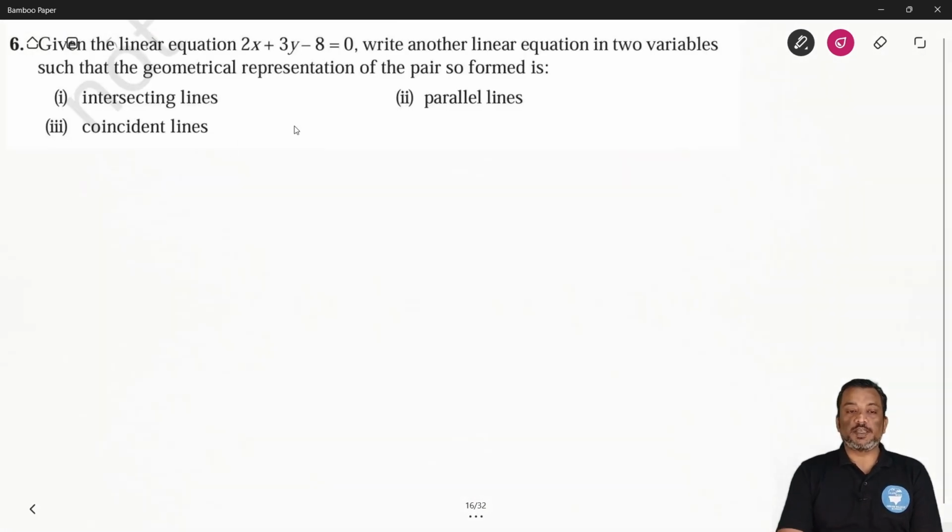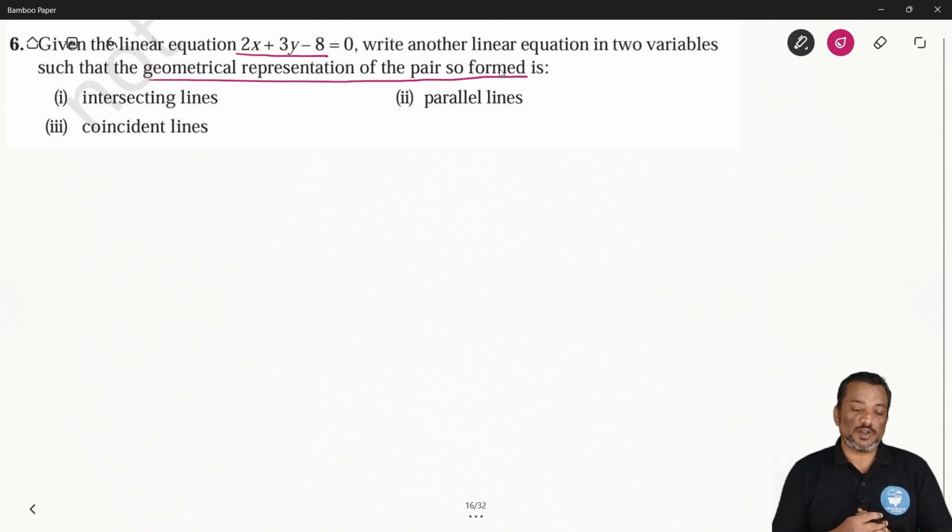Next question, it is saying, given the linear equation 2x plus 3y minus 8, write another linear equation in two variables such that the geometrical representation can be found. Means here one equation is given, so another equation you have to write. Okay, so let me solve the first one, for intersecting lines. First we will understand what an intersecting line is.